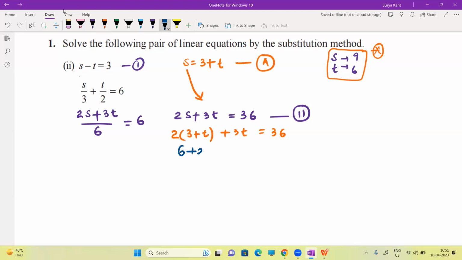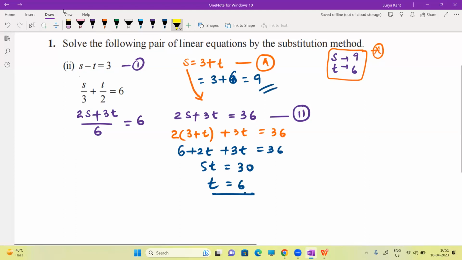So 6 plus 2T plus 3T is equal to 36. So 5T is equal to 30. So T is equal to 6. And this T value we can put over here. So 3 plus T, 3 plus 6 is 9. So we got both the answers. Can you check it out? We got it here also, we got it here also. So this answer is correct.